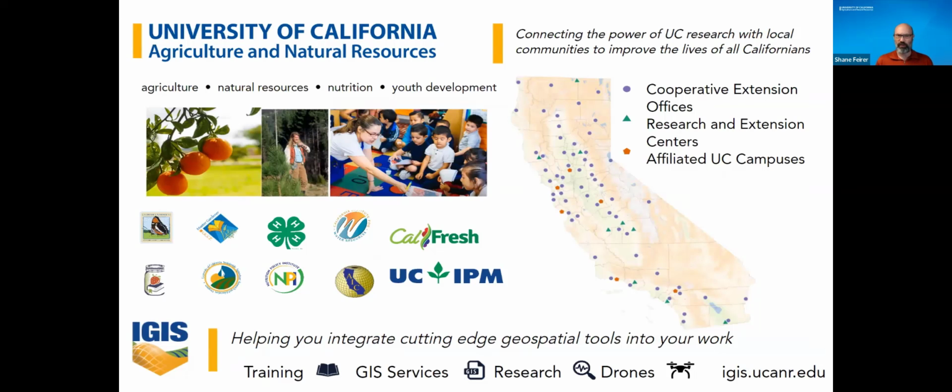Just as a quick overview, I am with the University of California Agriculture and Natural Resources Division. We are the extension branch of the University of California. We have many programs. Some that you may know of are the cooperative extension offices in every county. You've probably heard of Master Gardeners or 4-H or hopefully some of these others, such as California Naturalists or IGIS, which I am part of.